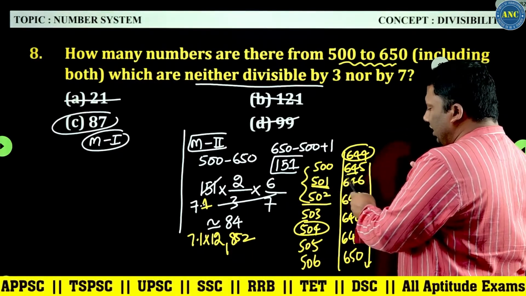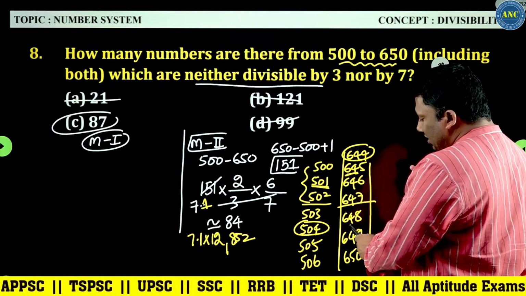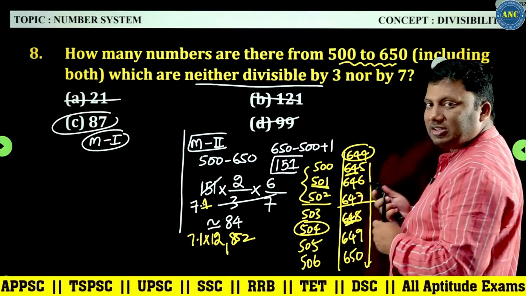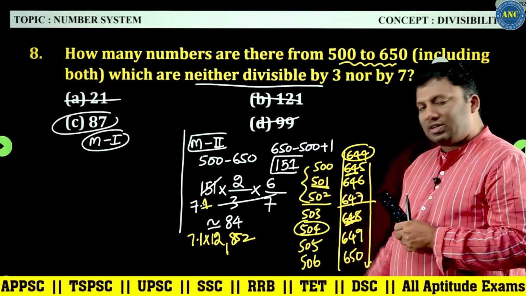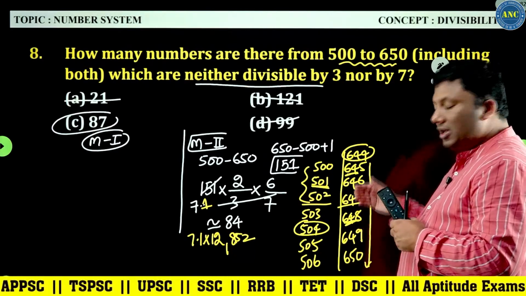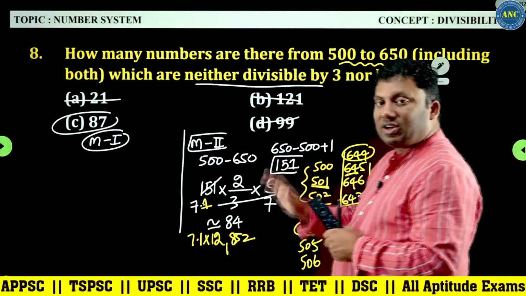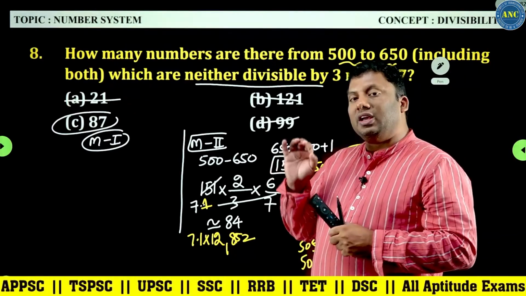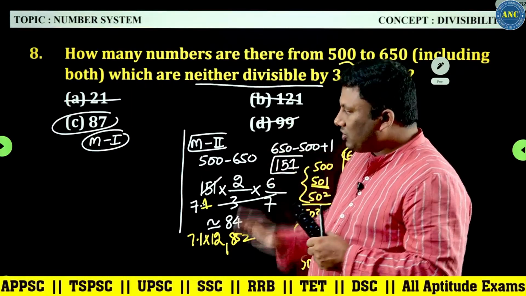6 plus 4, 10, it is divisible. Till here it is divisible. Out of here, this is divisible. For every 3 numbers, 2 numbers are not divisible. That is the reason exactly it is not getting divided. I hope the idea is very much clear to you.